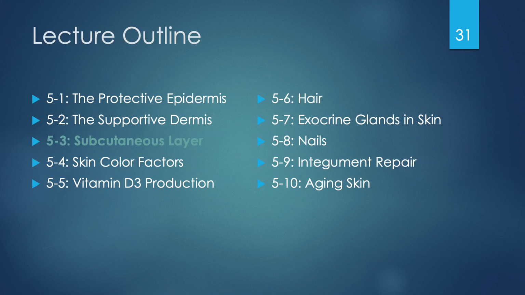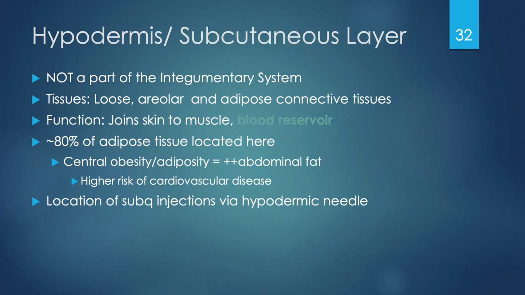Section 5-3, the subcutaneous layer. The subcutaneous layer, also known as the hypodermis, is the area beneath the skin, so it is not a part of the integumentary system, but we'll discuss it here because it makes sense. The tissues that comprise the hypodermis or subcutaneous layer are connective tissues. There's loose areolar connective tissue and adipose connective tissue that are present.